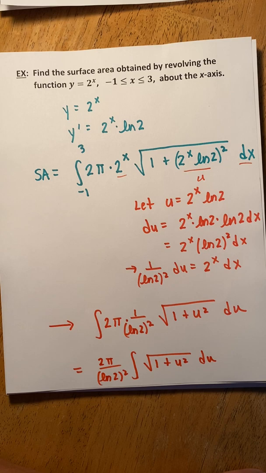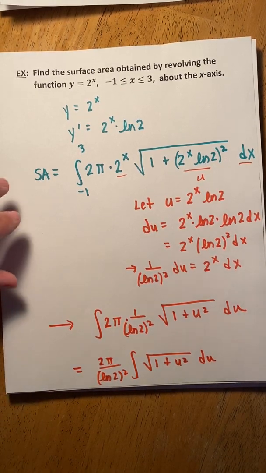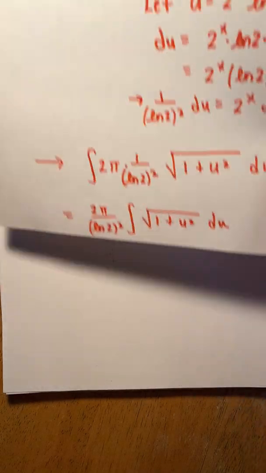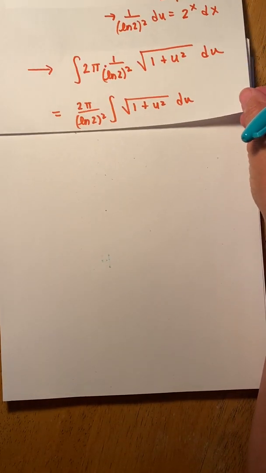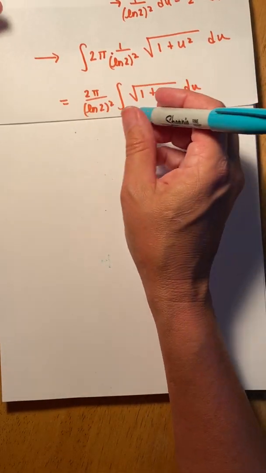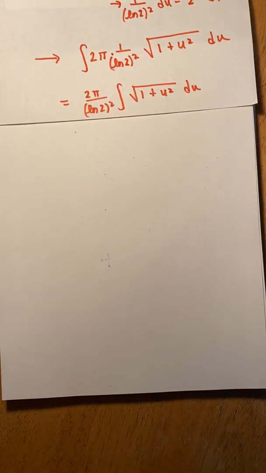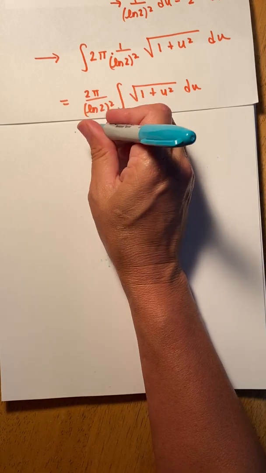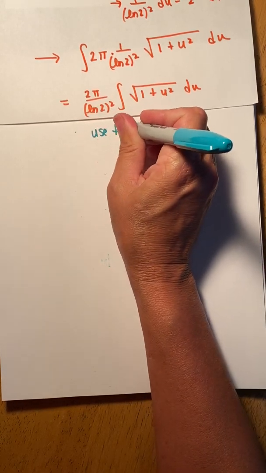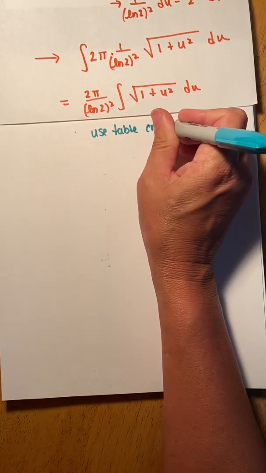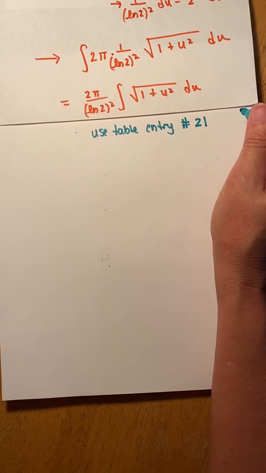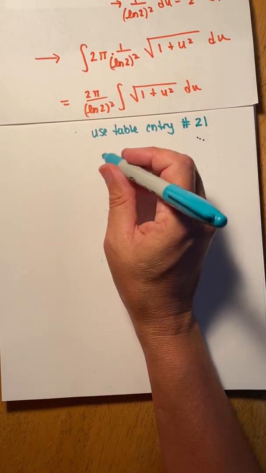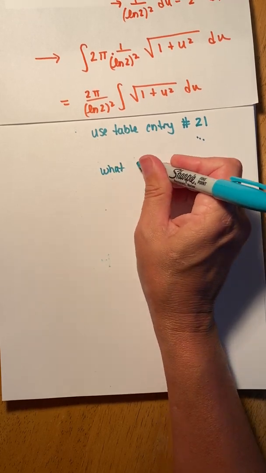So to go about integrating this, not super fun. What I'm going to do is just give you a hint and then let you hash out the details, but don't sweat too much about it. It is a terrible integral. What I wanted to do is just to show you the setup. So the suggestion is to use table entry number 21, okay? And see where you can go with that. What can you do?